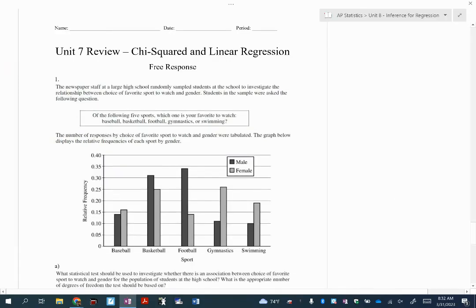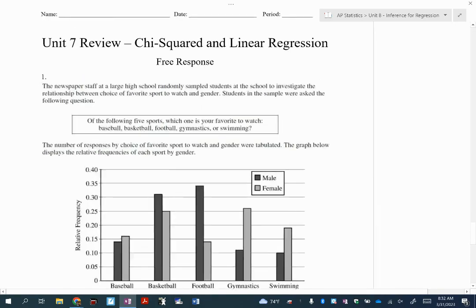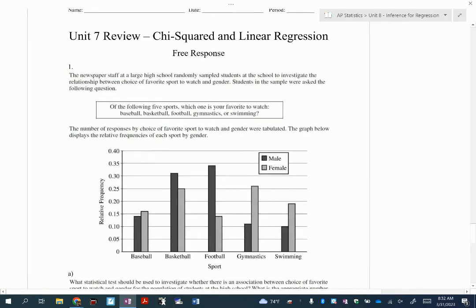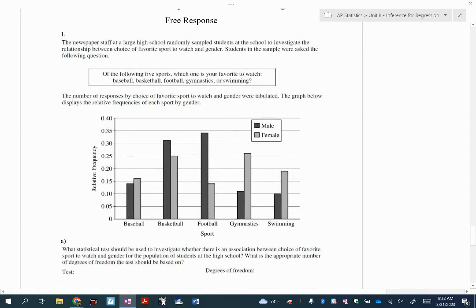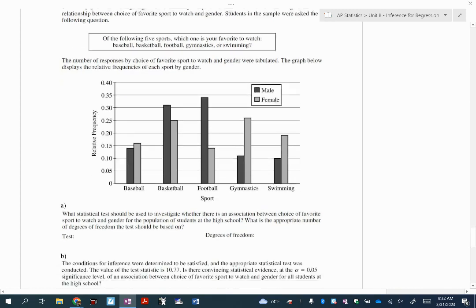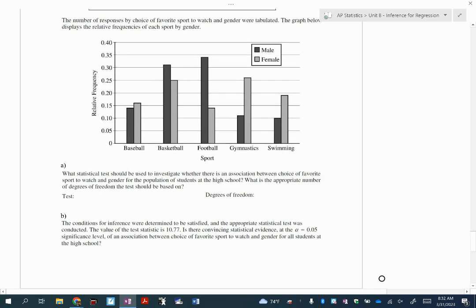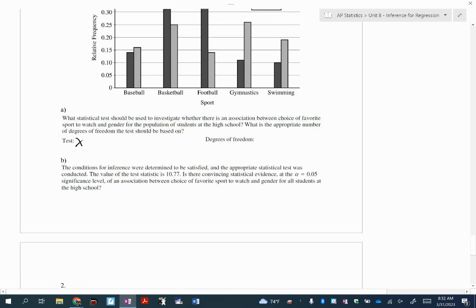All right, guys, in this video, I'm going to go over the two free response questions for chi-squared and linear regression. So the first question is giving us this side-by-side bar chart, and essentially we're looking to see, is there a relationship or an association between the choice of favorite sport to watch and the gender for the population of students at this high school? So when I read that, both of these variables are categorical. And so that means it's going to be a chi-square test. So you just have to pick which chi-square test. And I'm going to choose independence because of that key phrase, is there an association?